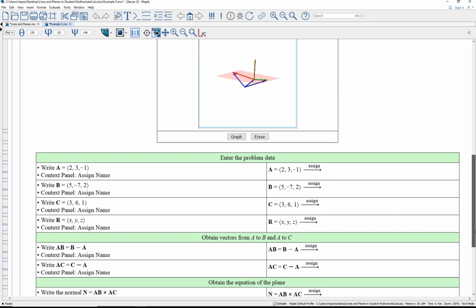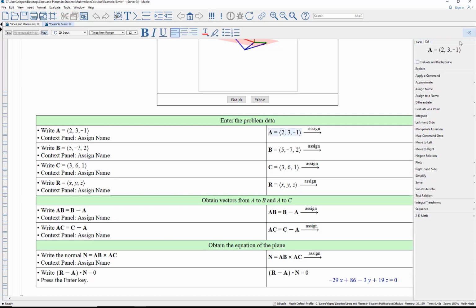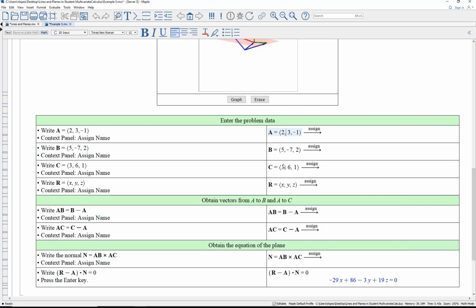So to do those computations in Maple, you need the data to be entered. So A equals, B equals, C equals, and R equals, a generic position vector in space. Use the context panel, assign name, make those assignments. Pairwise subtraction, B minus A, C minus A, and you need a name for that. Again, assign name. Then you take the cross product of those 2 vectors.